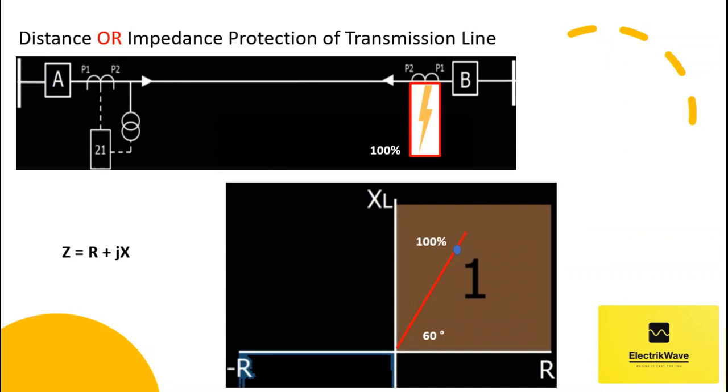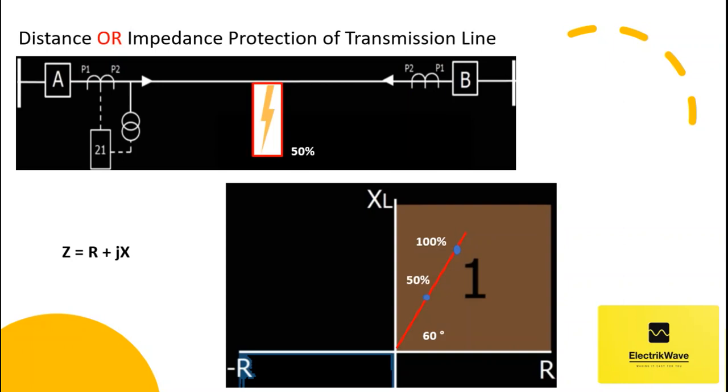Now let's consider radial feeder and put impedance relay at substation A. Now let's consider fault applied at 100% of protected line, resistance and reactance will be seen. My relay reads 100% as shown. Here fault is applied at 50% of line length, and impedance seen by relay would be 50%.